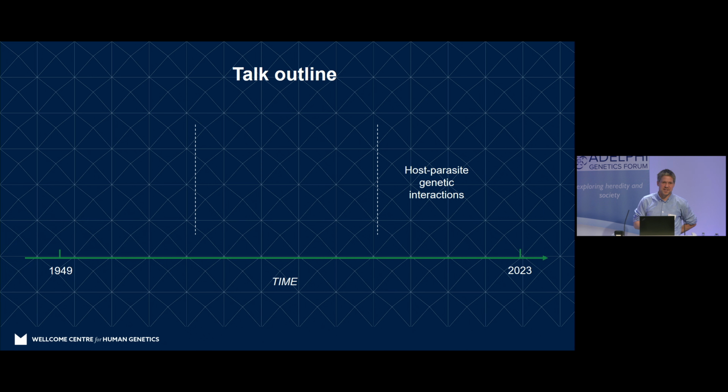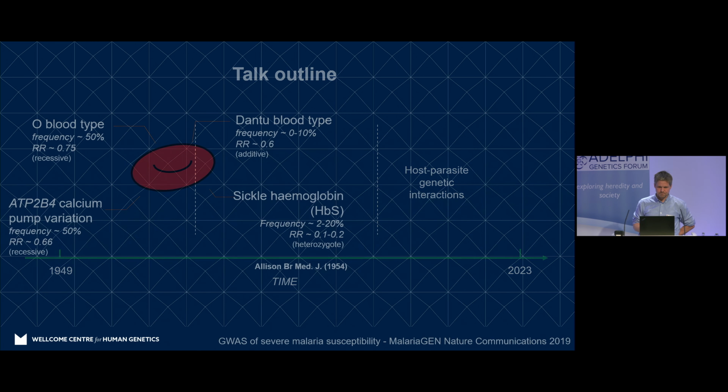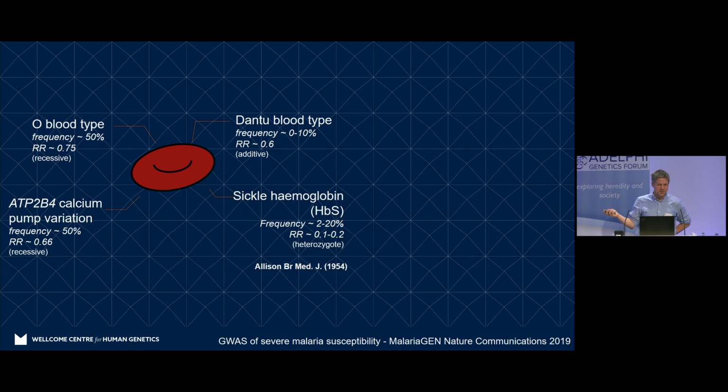But I want to move on to talking about host-parasite genetic interactions. Because obviously, everything I've been talking about so far has missed the elephant in the room, really. So we know that these human genetic variants are protective. There's a subset of them here with their effect sizes. We've known some of that for a long time.